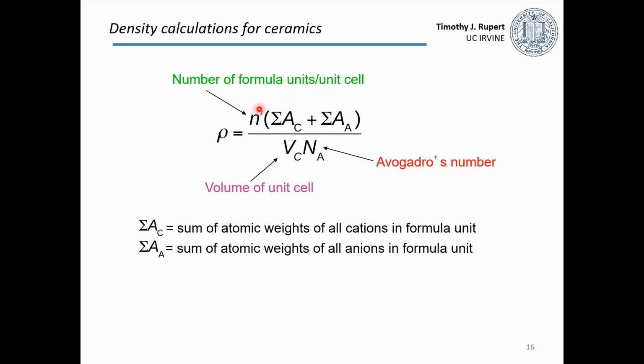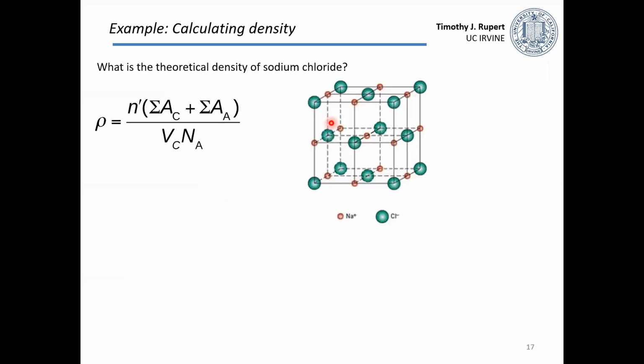So if it's calcium fluoride, we look at how many calcium, how many fluoride they have, and then what are their atomic weights. On the bottom, we divide by the volume of the unit cell and Avogadro's number. That's just trying to account for the fact that atomic weight is talking about how much mass per a given number of atoms. Okay, so let's do this for one of those structures we saw. So let's take that sodium chloride, just showing it, they're redrawing it here so that we can see it.